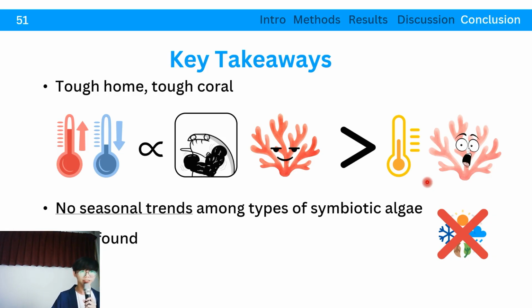So in conclusion, there are tough homes and tough corals. If you live in a tough home, in a thermally variable reef, you will get more Durusdinium and become a chill coral that can tolerate heat change. Whereas in the stable Wanli reef, the corals will get bleached and yell, oh my god, the water is so hot. And lastly, we didn't find seasonal trends.